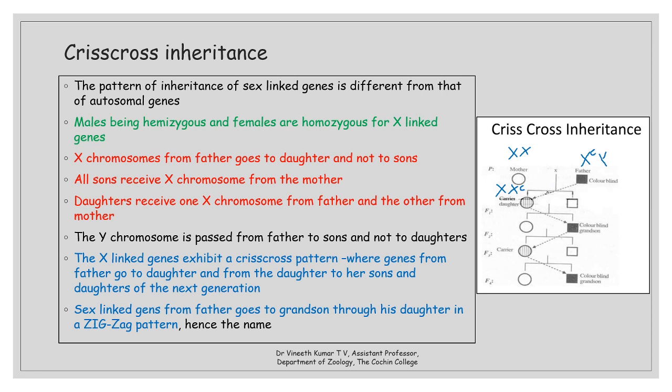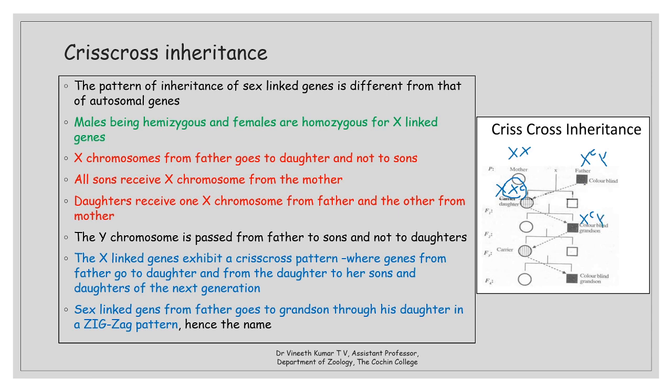In the next generation, if this daughter marries a normal man, there is a 50 percent chance, because half of her X chromosomes are normal and half are affected, containing the recessive allele. So if it happens that this particular X chromosome is received by a male, he receives this X chromosome from the mother and the normal Y chromosome from the father.